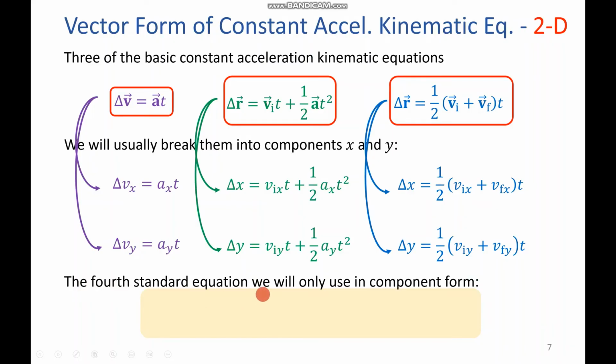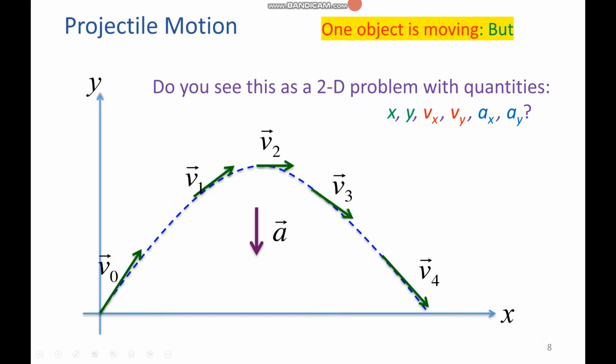And then our fourth standard equation, we're only going to use in component form. So we would say this is the x component of v_f squared and the y component of v_f squared. Okay guys, so you have a problem, projectile motion. This graph is just like the animation at the beginning. One object's moving, but you have two-dimensional quantities, right? So you have components in your x and y for position. You have x and y components in your velocity, moving here. You have x and y components in your acceleration. Here it's constantly decelerating.